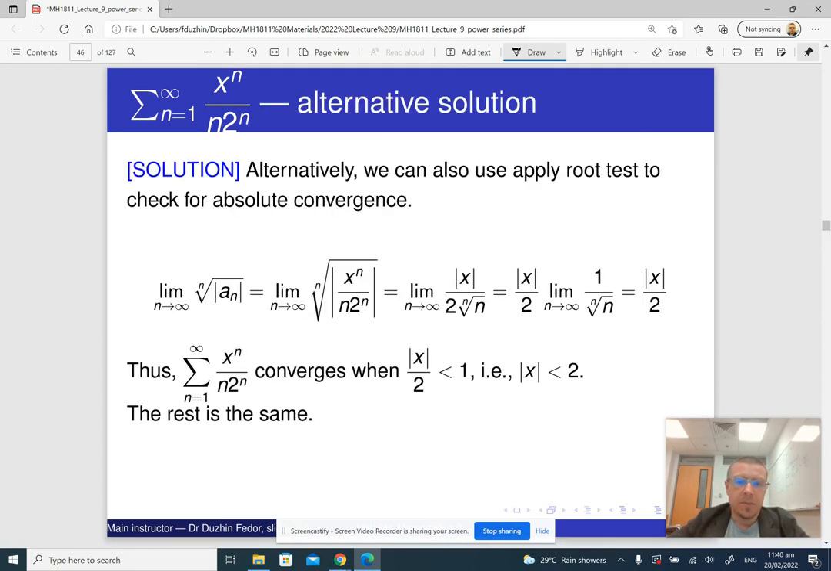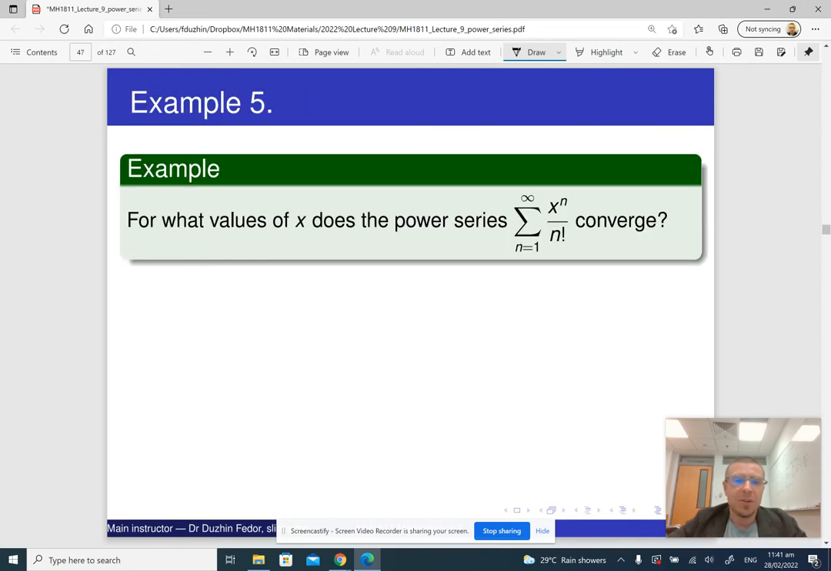All right. So here is the same thing that uses the root test, which I actually explained. So let me just skip. Now, for which values of x does this power series converge? Right. So let me do this.